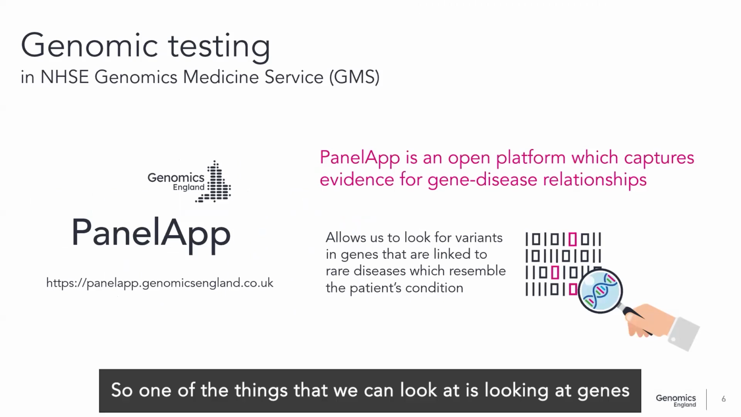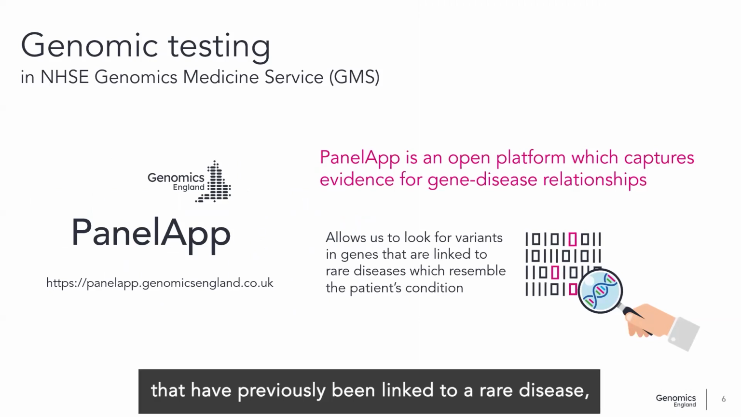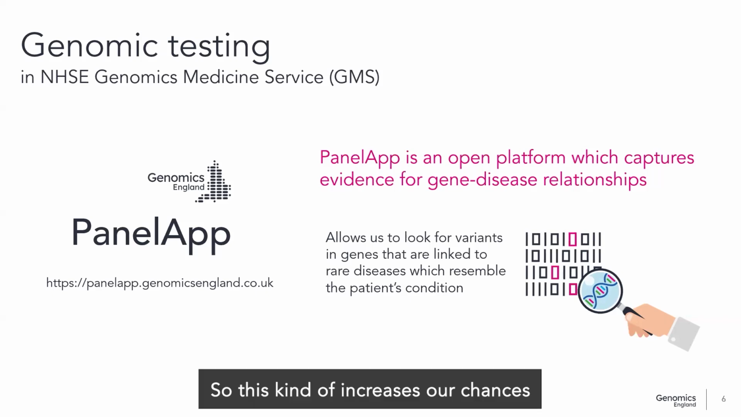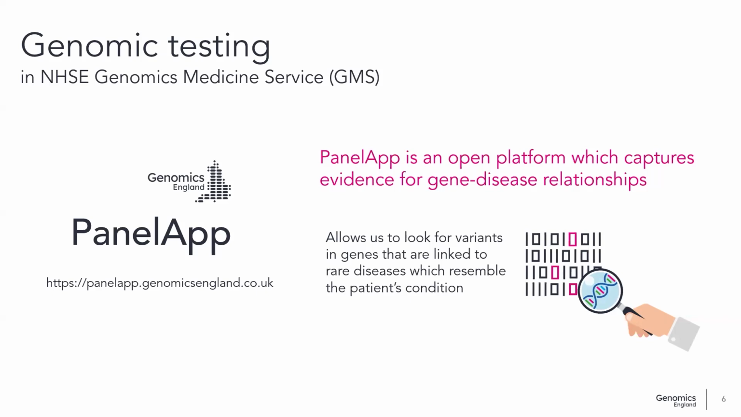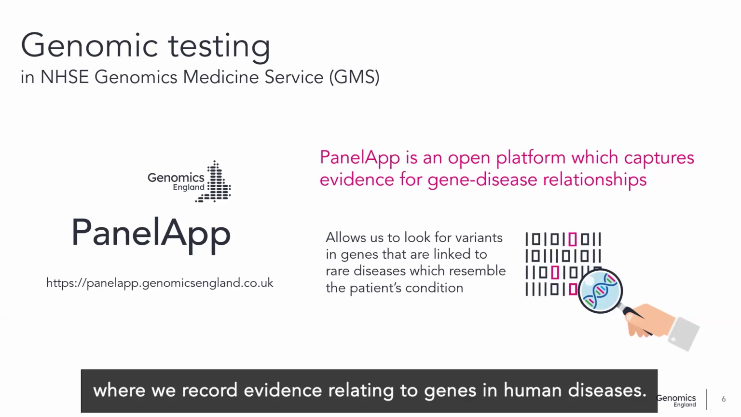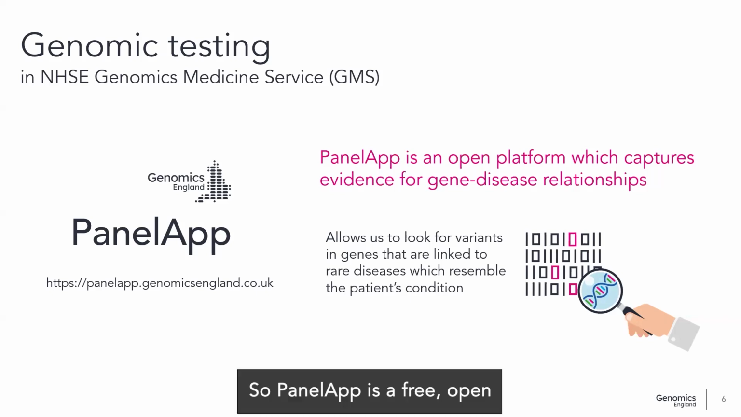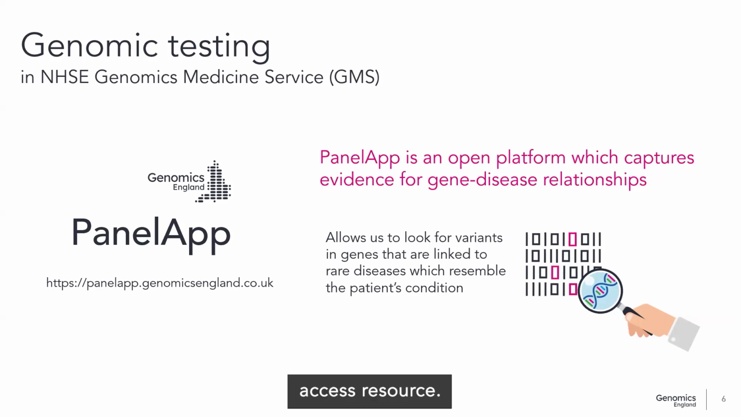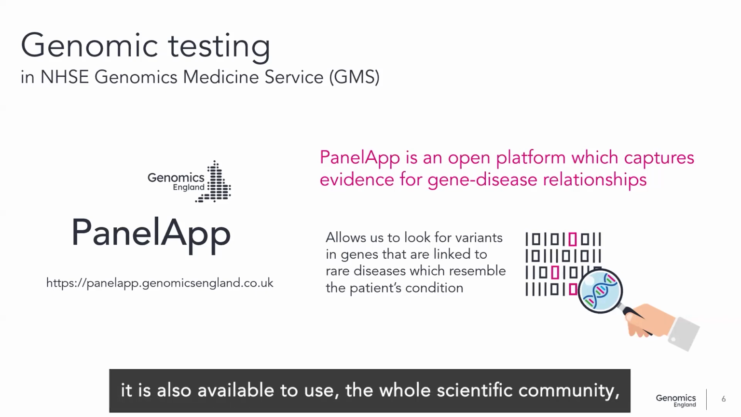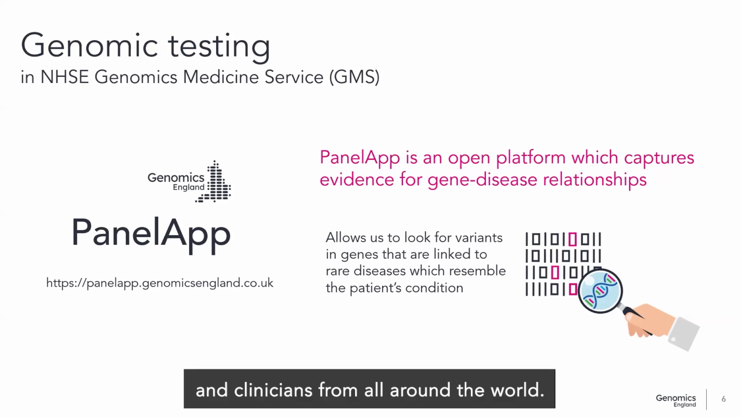So one of the things that we can look at is genes that have previously been linked to a rare disease that resembles what we can see in the patient. This increases our chances of being able to make a diagnosis. At Genomics England, we have a resource called PanelApp, where we record evidence relating to genes in human diseases. PanelApp is a free open access resource, which means that although it is used within the NHS, it is also available to use for the whole scientific community and clinicians from all around the world.